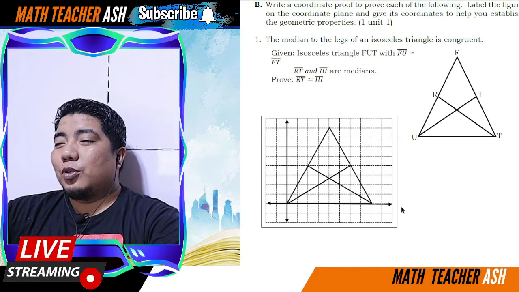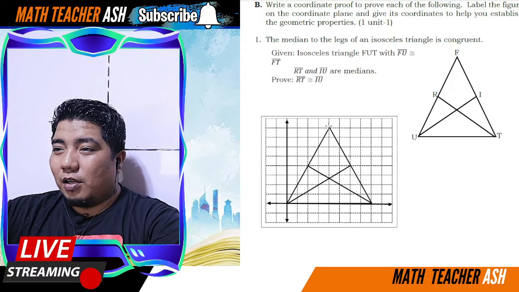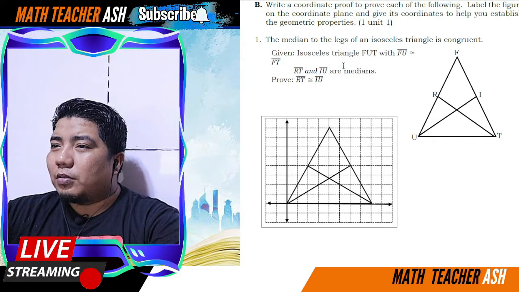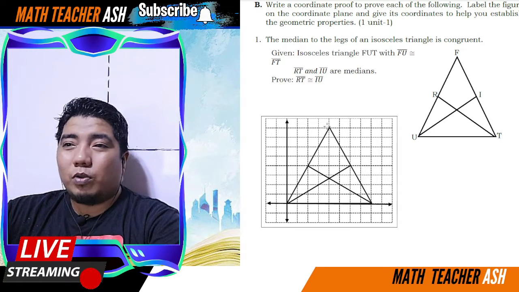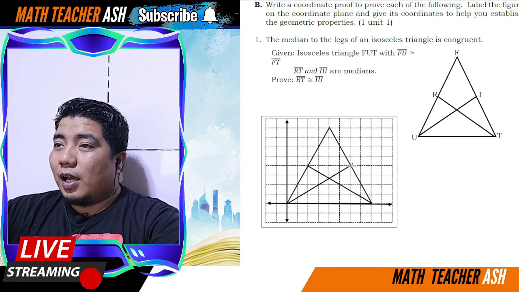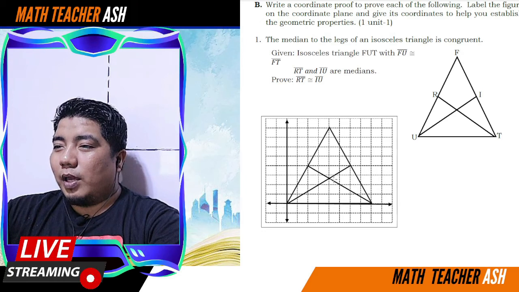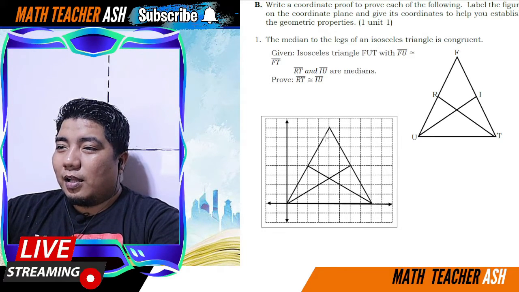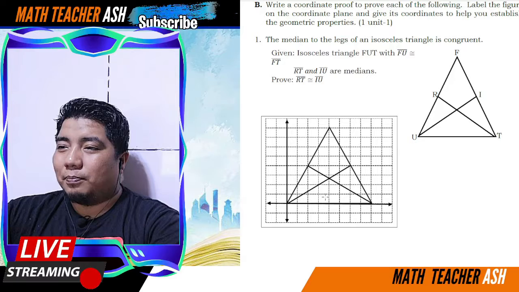Alright. So, technically, ang gagawin mo is, paano ba to? Isosceles triangle, FUT. So, what you will do is, the median of the legs of an isosceles triangle is congruent. So, you make a median here, and you make a median here. So basically, the middle of this one is right here. The middle of this one is right here. So you will have the coordinates of that one.